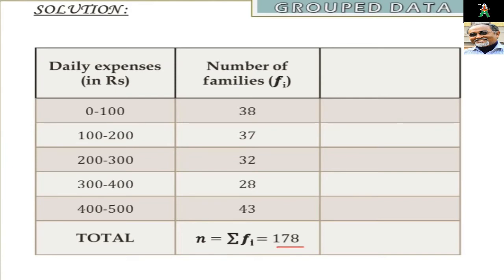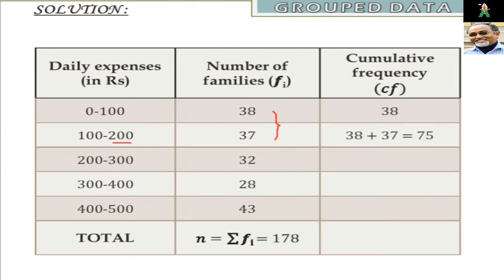Now we move on to find something called cumulative frequency, which is denoted as CF. Cumulative frequency is the running frequency. We know already that the frequency of 0 to 100 rupees is 38, and the frequency of 100 to 200 is 37. But if we need to find the frequency till 200, so anything below 200, it will comprise the frequency of the 0 to 100 class interval and 100 to 200, that is 38 plus 37, which is nothing but 75.